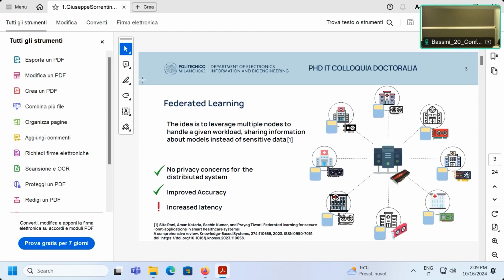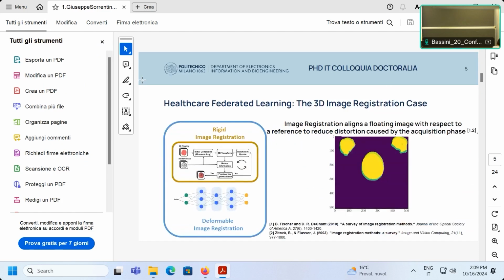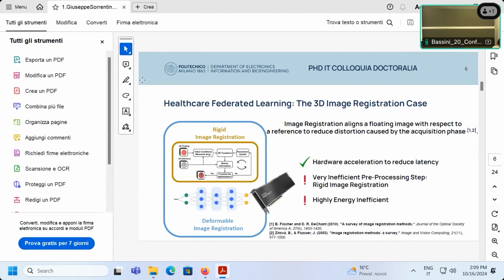And this latency is much more of a problem if you consider the specific application. For example, in my case, 3D image registration, that consists of aligning a floating volume with respect to a reference to reduce distortion. This application relies on machine learning and deep learning models that usually are accelerated through hardware devices, for example GPUs. But GPUs are unsuitable for the acceleration of privacy-preserving mechanisms.